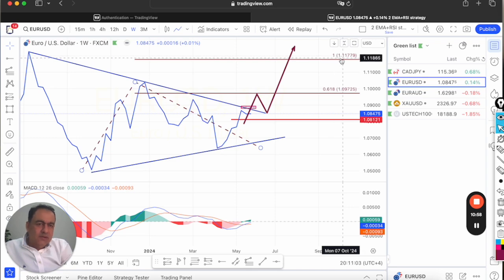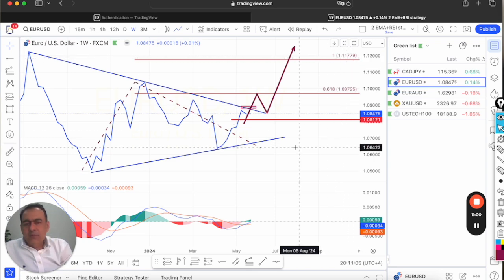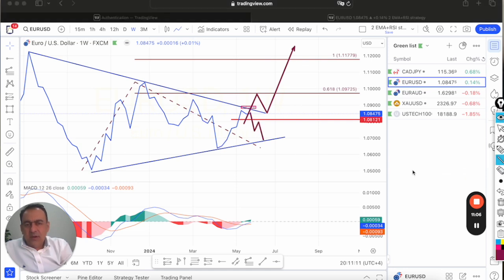In terms of levels, it is 1.1177 if we get the breakout. Short term, there can be some play within the triangular pattern. So let's see how it plays out in the upcoming week.